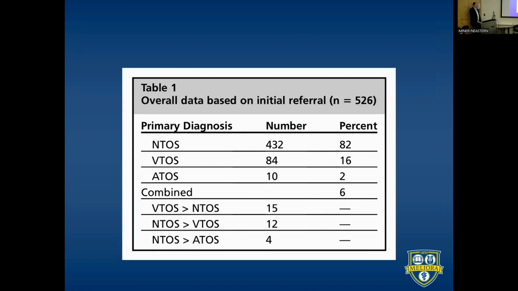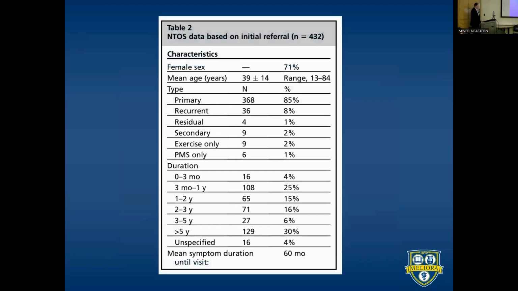In their numbers, 82% of their cases were neurogenic TOS. They had 400 of those, and there were combined diseases. Again, these are based on objective findings. So a patient can have an EMG positive for lower trunk, but also subclavian vein stenosis or arterial stenosis. So it's possible to have combined disease.